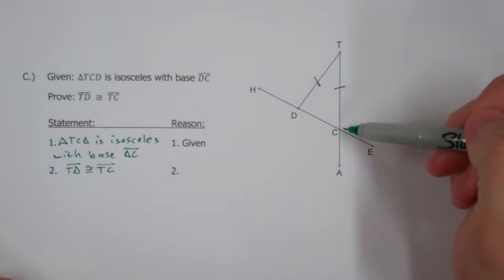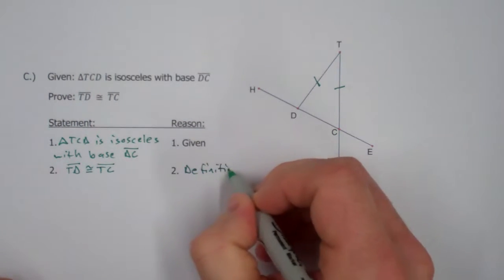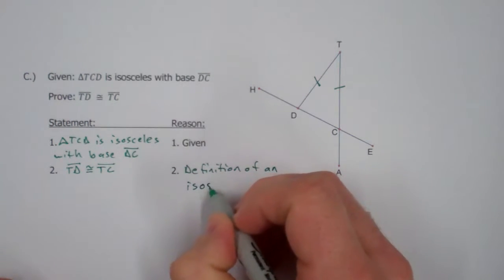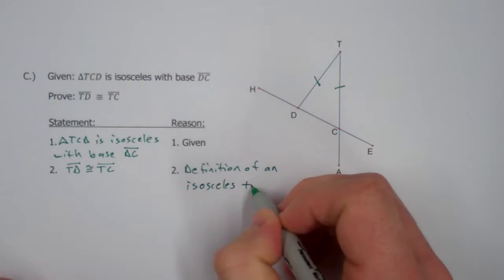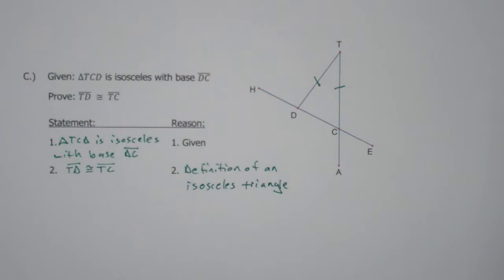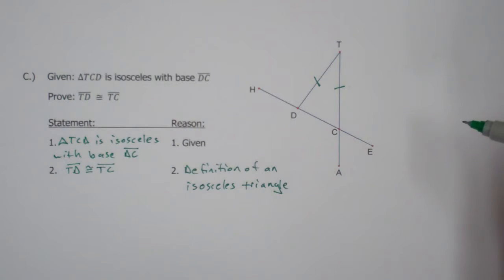Well, we can prove that because that's just the definition of an isosceles triangle. That's what it is. Isosceles triangle, the two legs are congruent. And we know that the base is DC, therefore TD and TC must be congruent.